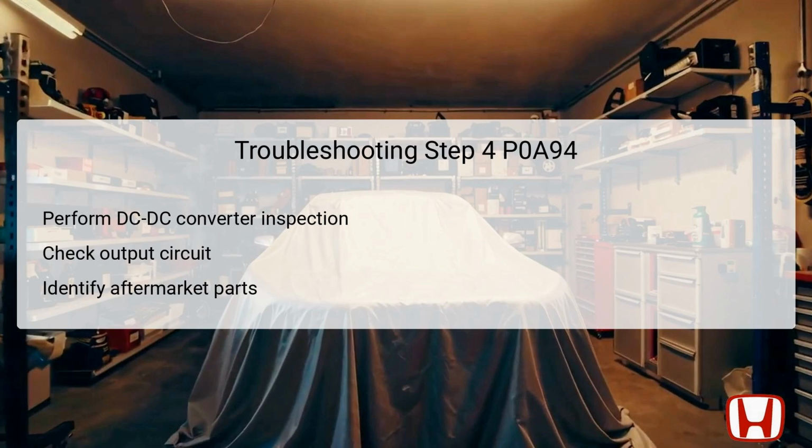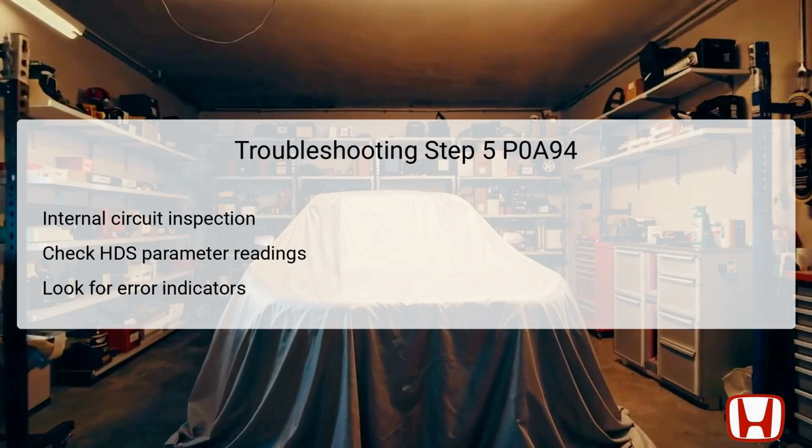Next, conduct functional tests on the output circuits to confirm whether the DC-DC converter is generating the correct voltage outputs under operational conditions. If any abnormalities or discrepancies are identified, it may indicate a failure in the converter's output functionality that needs further analysis. A systematic approach during this inspection can either affirm the converter's operational status or identify the need for replacement.